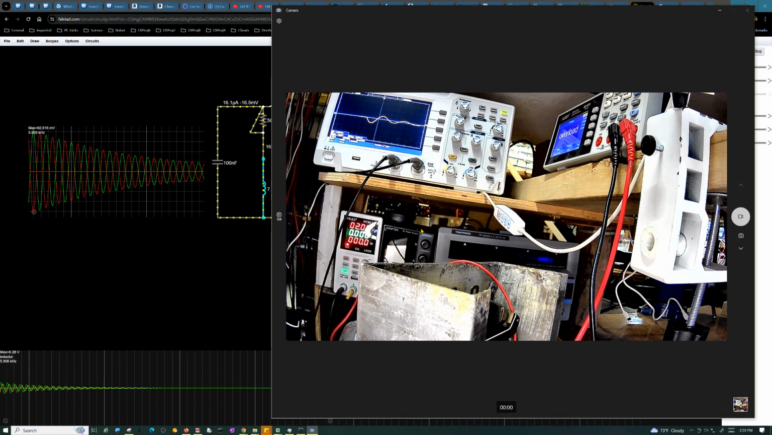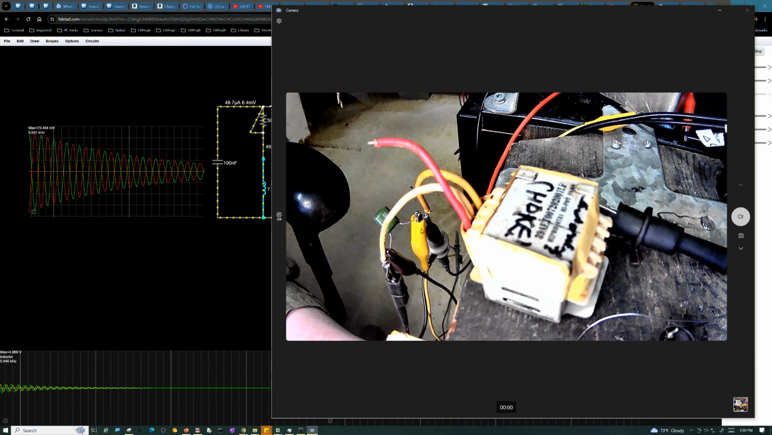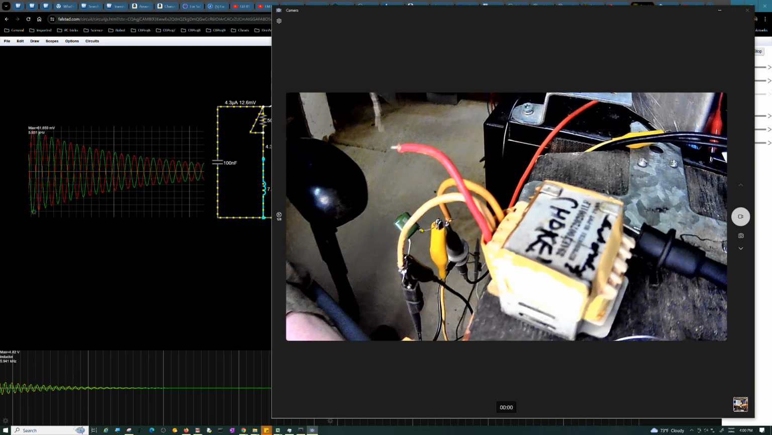With what I built here. So really quite simple, but it gets the job done.